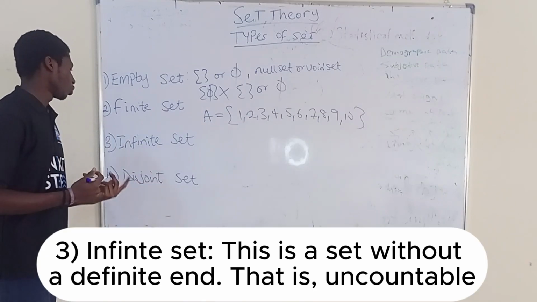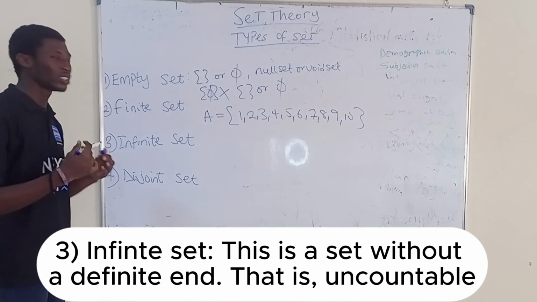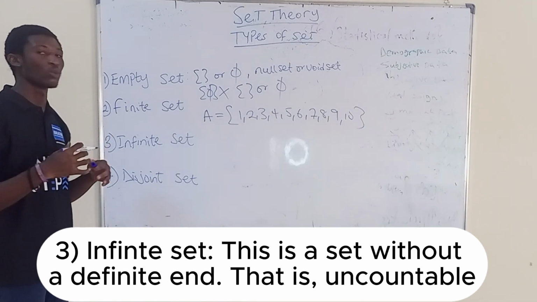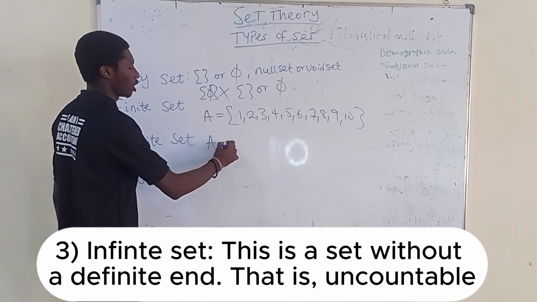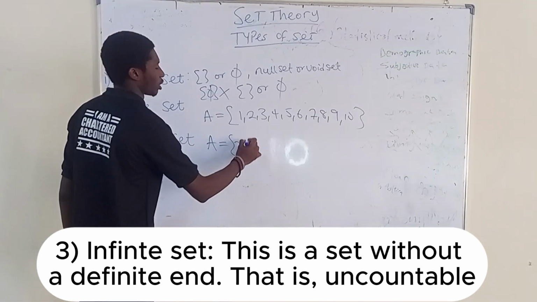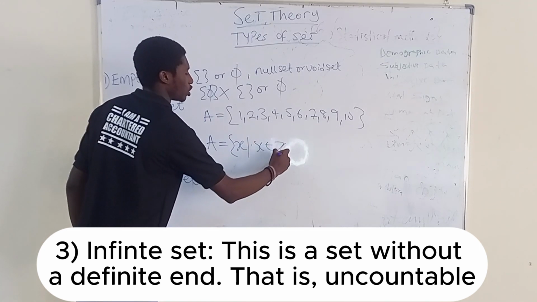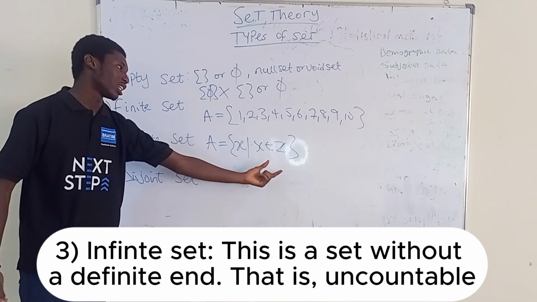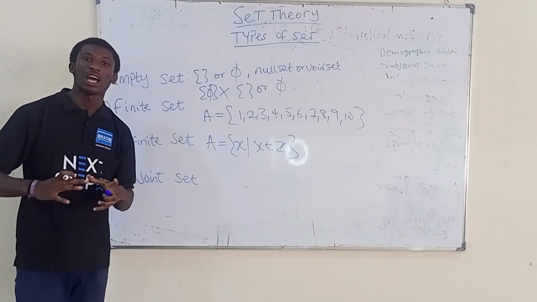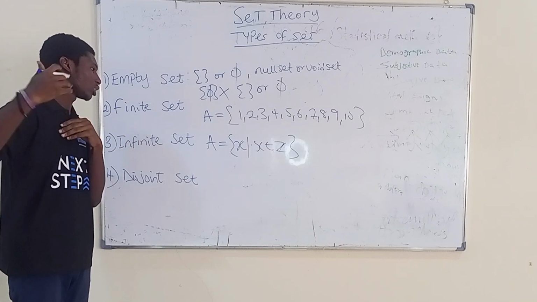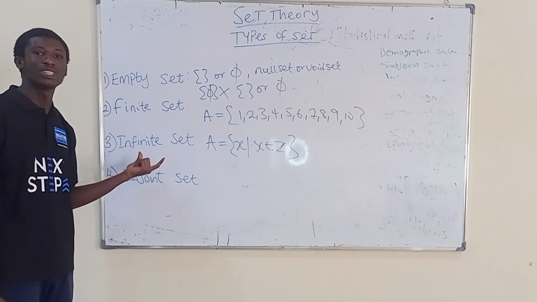An infinite set will be a set that does not have a definite end. So a set that is infinite means that set does not have a definite end. For example, if you say a set of integers, A which is what? X, which is an element of integers. This set will not be regarded as a finite set because integers have an indefinite end. So therefore the set A is regarded as an infinite set.